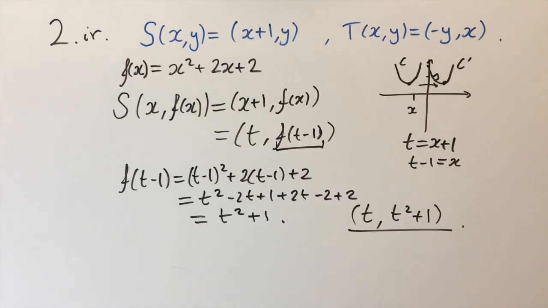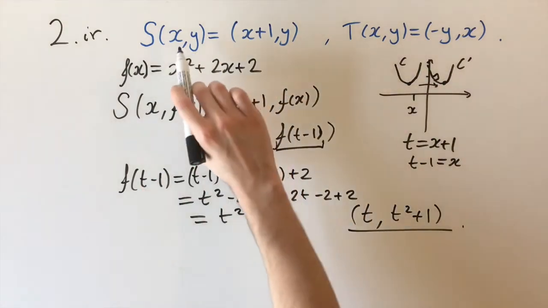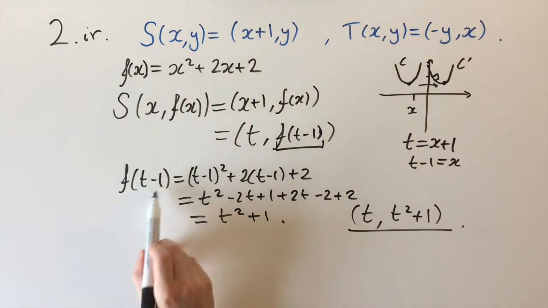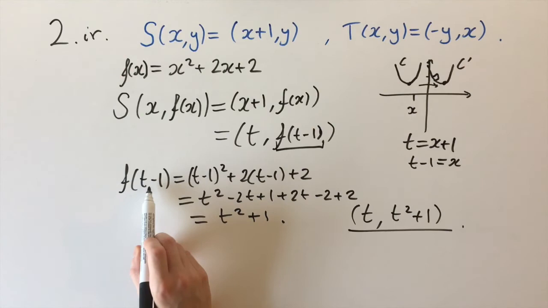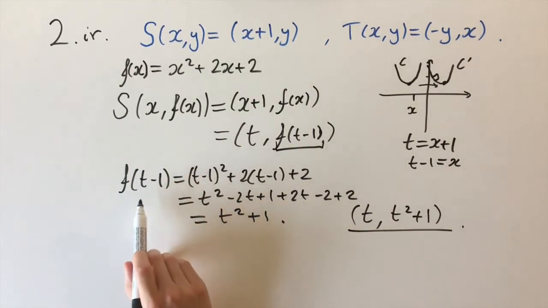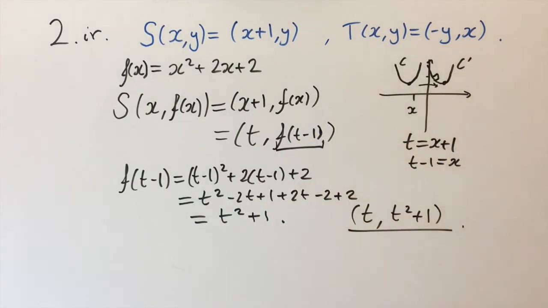So I'll just stress that there are other ways of getting to the answer. You could just skip this whole step and just realize that s is a transformation to the right. So this is intuitively what we're going to get. We're going to replace x by x minus 1, or t minus 1. So that's another way to think about it. I've just done it analytically so you can see all the steps. Let's look at the second part now.